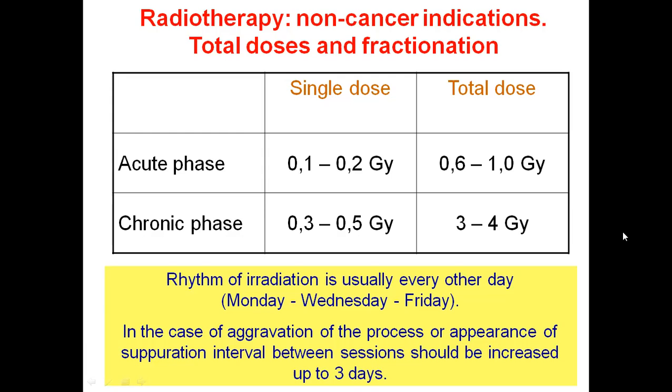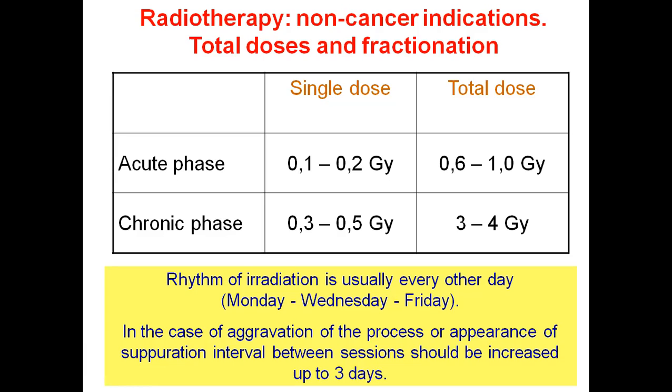Total doses and fractionation differ from doses and fractionation in cancer treatment. You may compare single dose and total dose in acute and chronic phase of different non-cancer processes and conclude that the total dose in acute phase, a dose of 1 gray, is less than the dose given for cancer only per 1 fraction. And here we use a total dose of 1 gray.